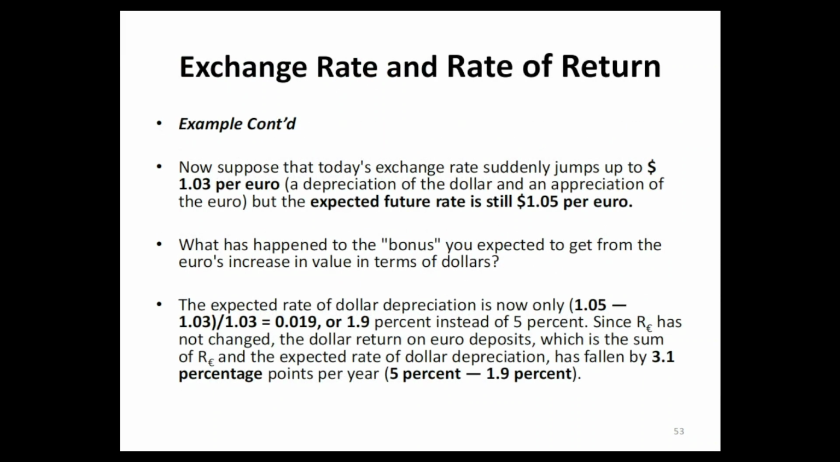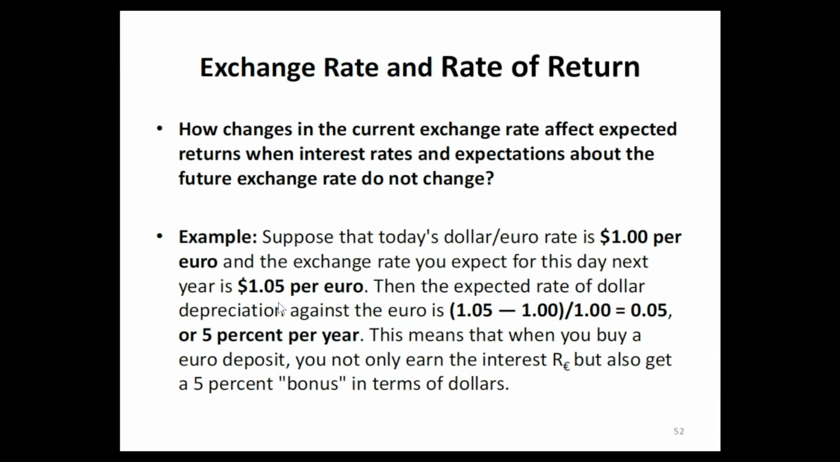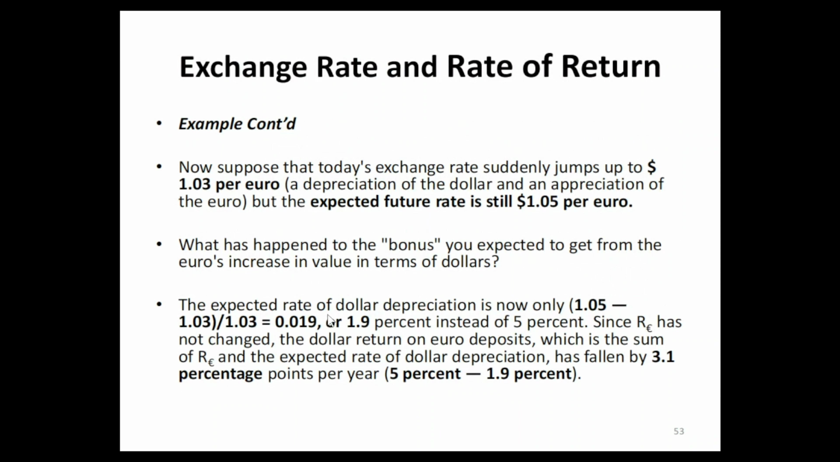So the example continues, as another example: now suppose that today's exchange rate suddenly jumps up to $1.03 per euro, right? 1.03 dollars per euro, so a depreciation of the dollar and an appreciation of the euro. It was like this before too. What happened here? The dollar depreciated and the euro appreciated, but the expected future return is still this much.